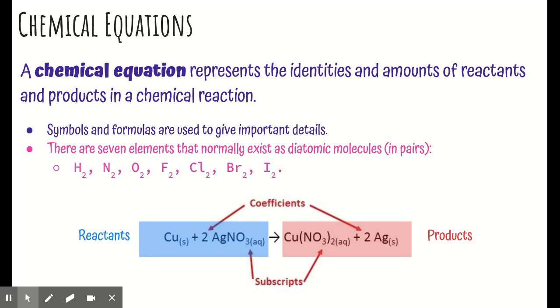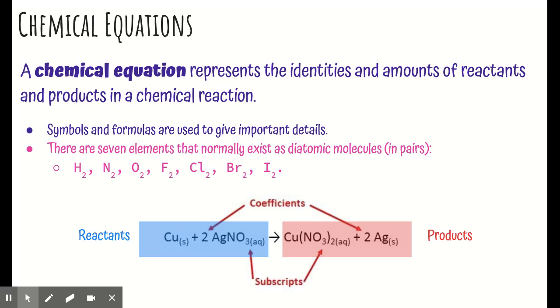So what we have here at the bottom, we have the blue side and the red side. So you'll start out on the left side, always the blue side. So these are always going to be your reactants. The reactants are always what you start with. And then you're going to use symbols and formulas to represent that chemical change happening. And then you'll write the products on the right-hand side.